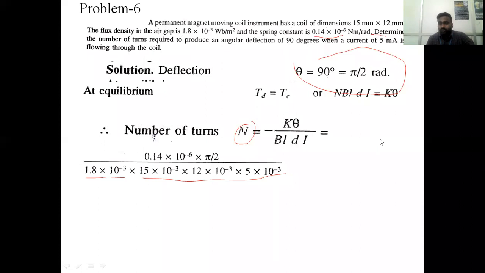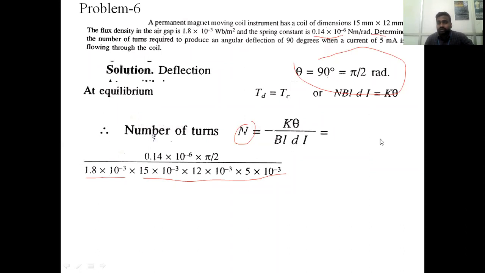$135.74. 283 got 135.74. Anyone got a similar answer? Same answer? Solve accordingly. Right. 135 turns. Okay. Anyone? 135.74. 209 got the same answer. 212 got the same answer.